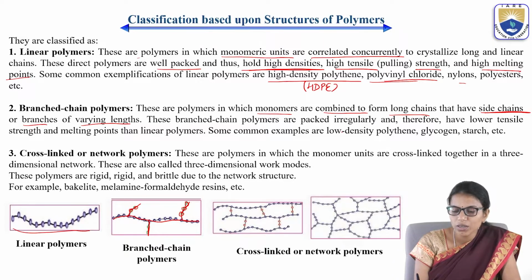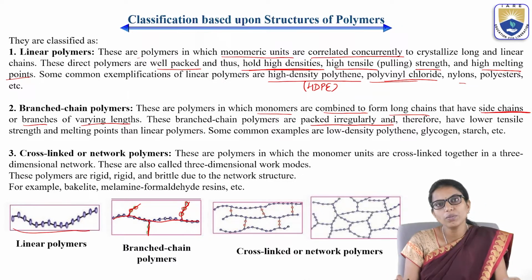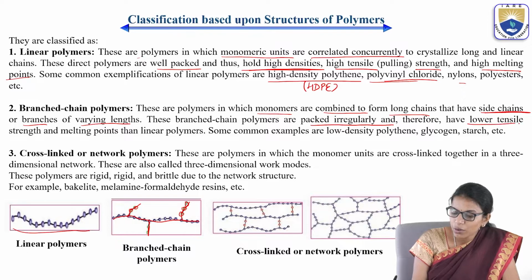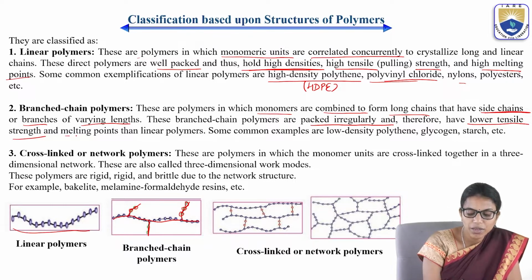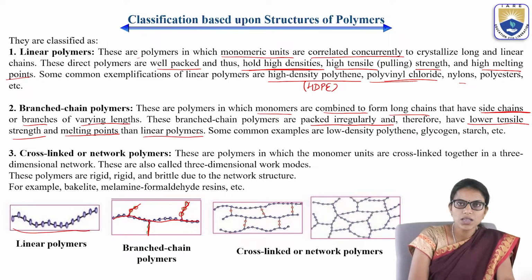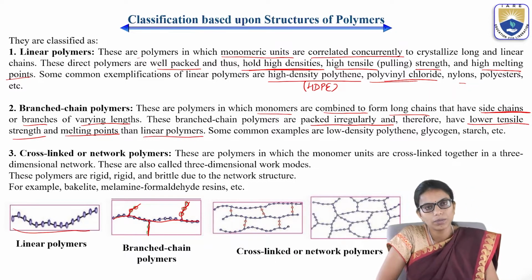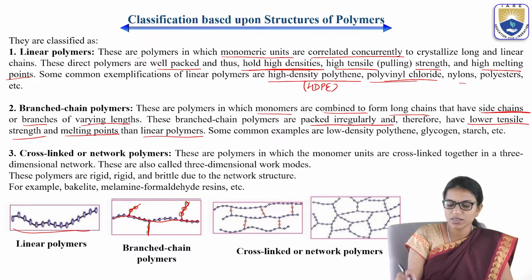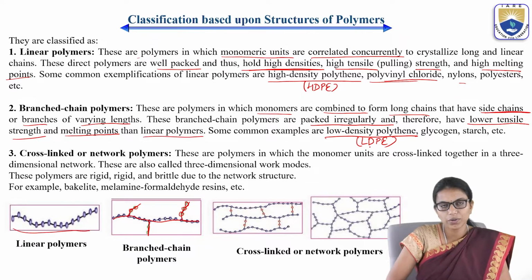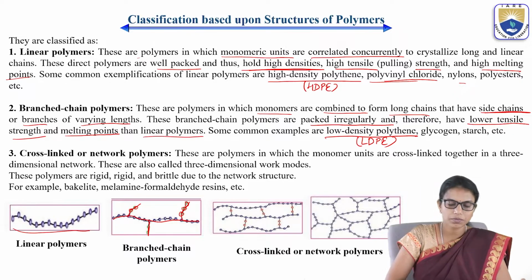These branched chain polymers are packed irregularly. Why irregularly? Because there is no sequence of branching in the branched chain polymer. Therefore, they have a lower tensile strength and melting point than the linear polymer. Some common examples of the branched chain polymer are low density polyethylene, that is LDPE, glycogen, starch, etc.